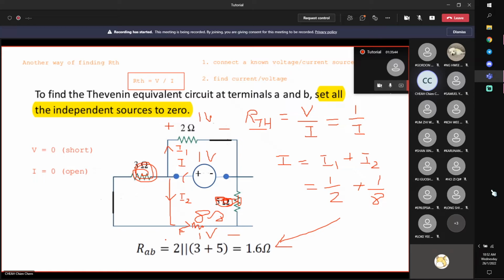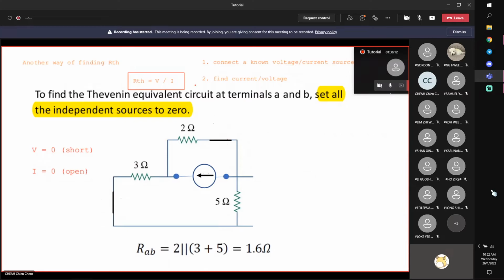So this is another way of finding it. But you should use this way if there's a dependent source. If there's no dependent source, you should use series-parallel to simplify it. It's easier. But in the event that you're not sure whether they are series or parallel, put a source across them, then everything will be clear, and then you can proceed.